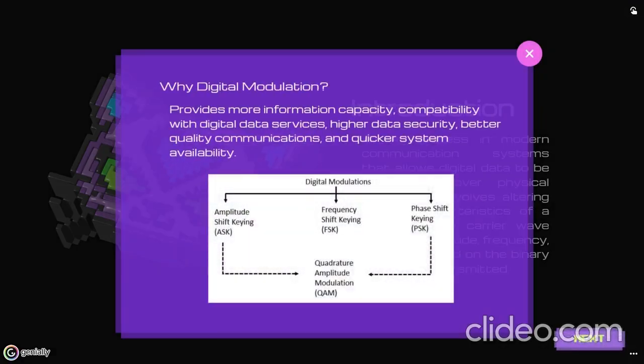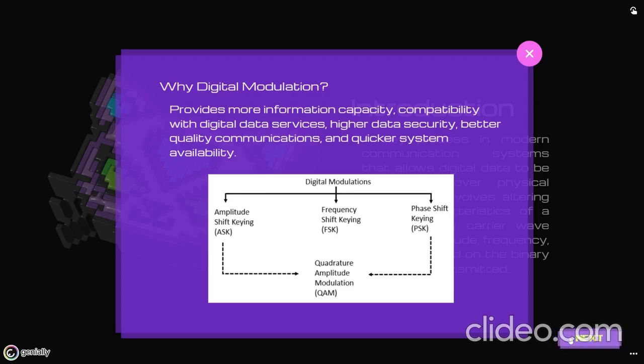Why do we use digital modulation? Digital modulation provides more information capacity, has compatibility with digital data services, higher data security, better quality for communications, and quicker system availability. These are the types of digital modulation: the first one is amplitude shift keying, the second one is frequency shift keying, the third one is phase shift keying, and the last one is quadrature amplitude modulation, which is a combination of amplitude shift keying and phase shift keying.